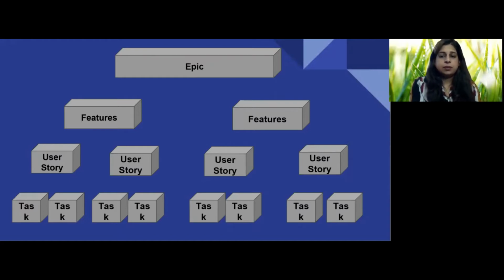Features are stored in the product backlog and further refined and broken down into user stories. Each user story should be of a size which gets completed in one sprint. User stories can further be broken down into tasks which get completed in 1 or 2 days.